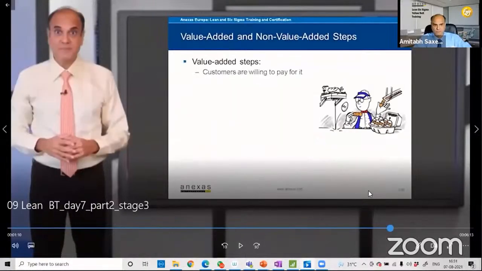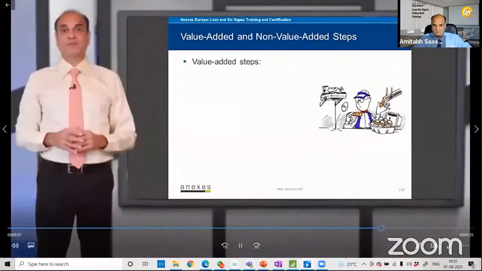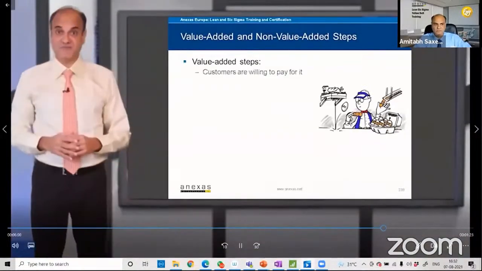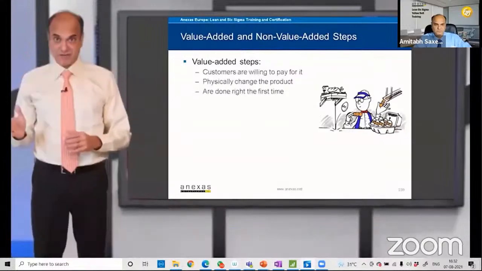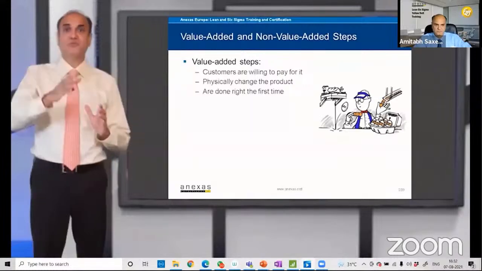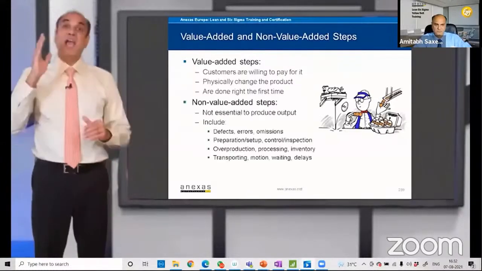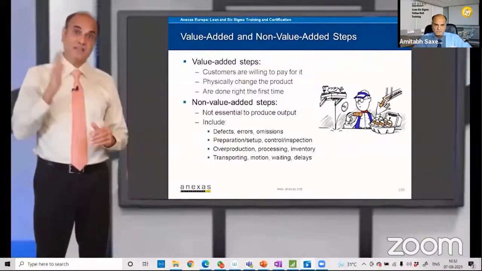Let us define the value-added steps and the non-value-added steps. Value-added steps are those steps for which the customers are willing to pay for, which are done right the first time, means any rework, anything starting with review, rework, they are all non-value added activities. So if you are not doing right the first time, it is non-value added. And if it is done right the first time, then it is value added.